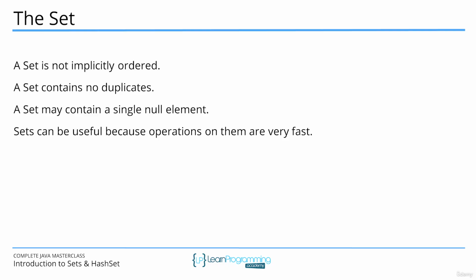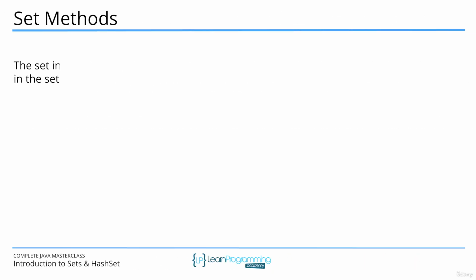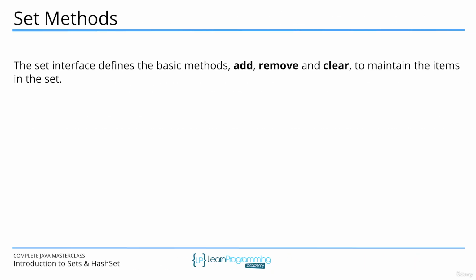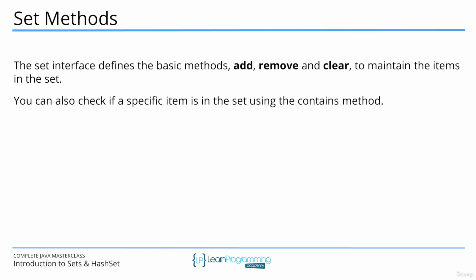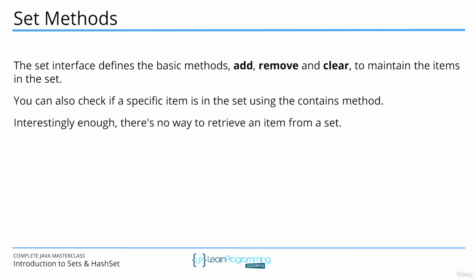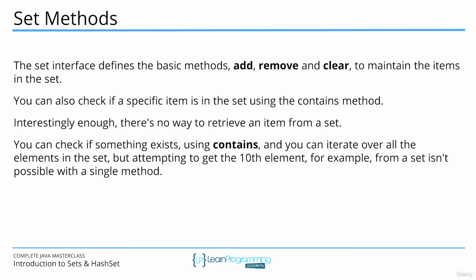In actual fact, the lack of duplicates is the most important differentiator, as there are ordered sets, such as the linked hash set and tree set, that I'll review in a future video. The set interface defines the basic methods add, remove and clear to maintain the items in the set. You can also check if a specific item is in the set using the contains method. Interestingly enough, there's no way to retrieve an item from a set. You can check if something exists using contains, and you can iterate over all the elements in the set, but attempting to get the 10th element, for example, from a set isn't possible with a single method.